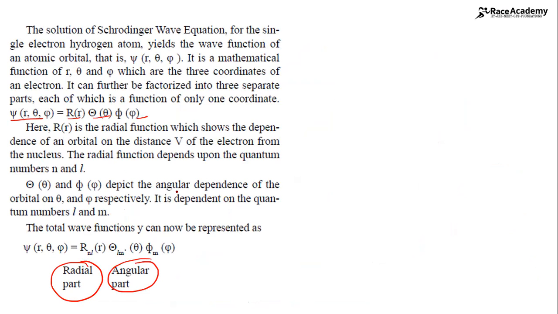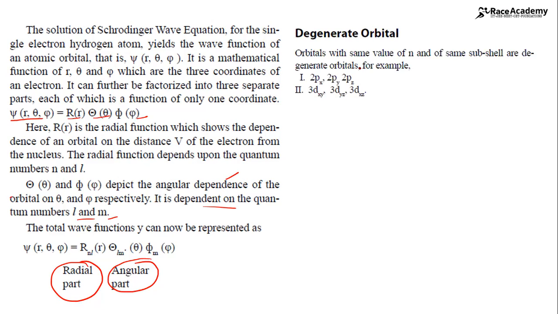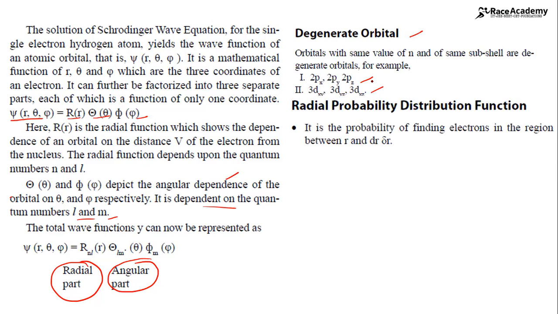And this depiction is such that theta is the angular dependence of the orbital, and it is dependent on the quantum numbers L and M. L is the azimuthal quantum number, M is the magnetic quantum number. We'll see what the degenerate orbitals are. That's what we observed: 2px, 2py, 2pz, 3dxy, dyz, dxz. These are called degenerate orbitals, having similar energies.